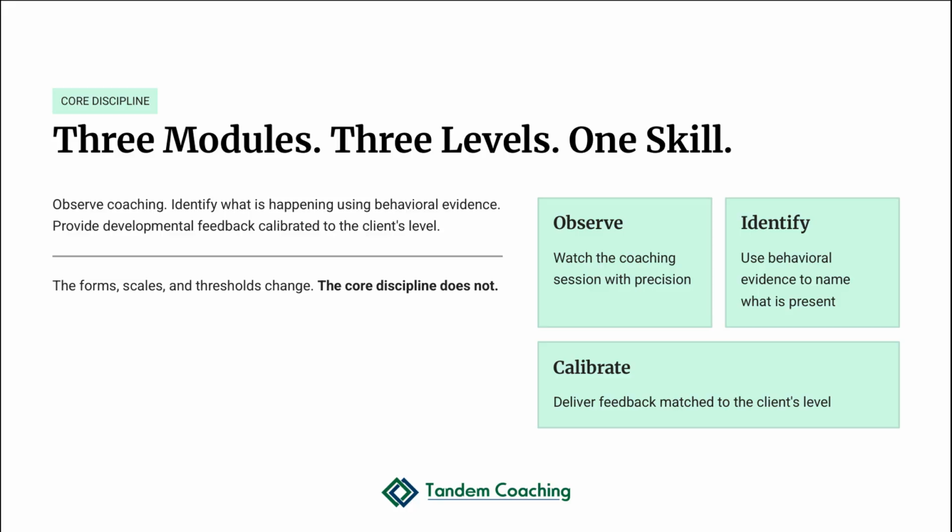3 modules, 3 credential levels, 1 core skill: observe coaching, identify what's happening using behavioral evidence, and provide developmental feedback calibrated to the client's level and stage of development. The forms change, the scales change, the thresholds change, the core discipline does not. And that discipline is now yours across the entire credentialing spectrum. This video connects the 3 modules into a unified practice.